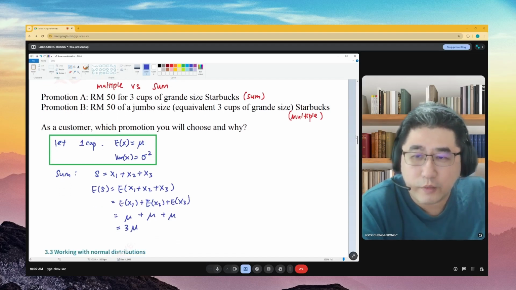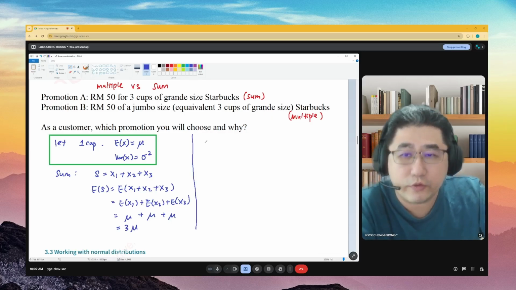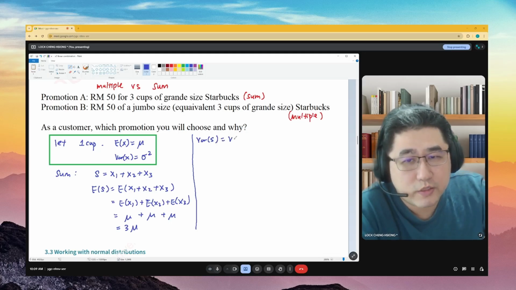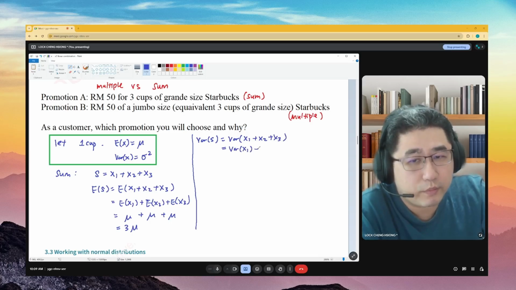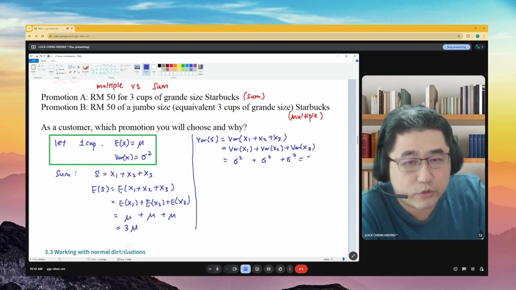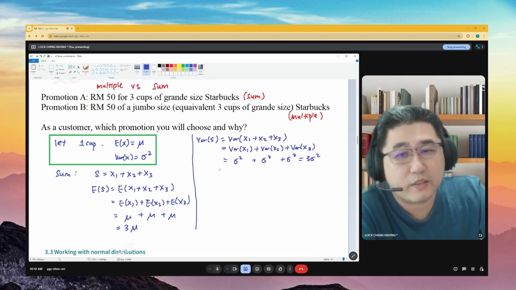Then next, I also want to calculate the variance. Variance of S is the same as variance of X1 plus X2 plus X3. According to the rule, it is variance of X1 plus variance of X2 plus variance of X3. So over here, I will have sigma squared plus sigma squared plus sigma squared, that gives me 3 sigma squared. That's the result, so the sum part is done.